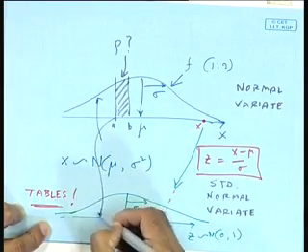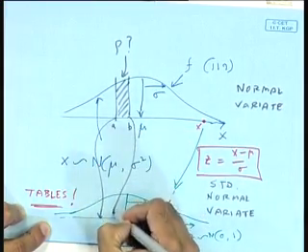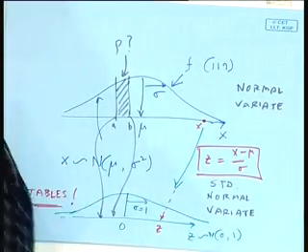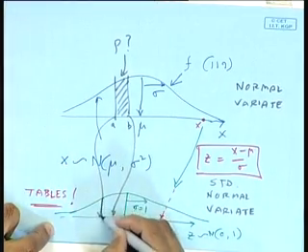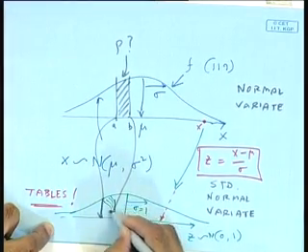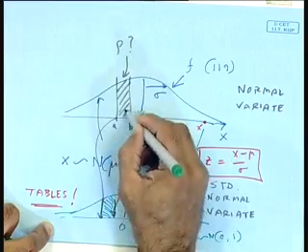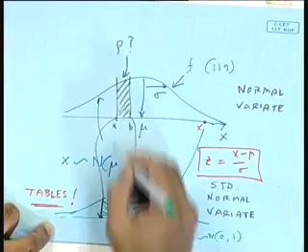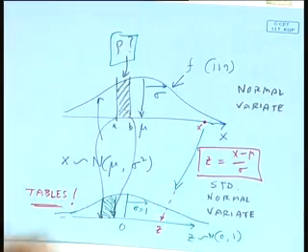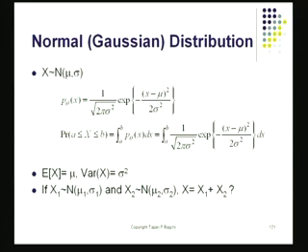Convert A to a Z value and convert B to a Z value, and then just look up this area from the table. That area and this area will be the same, and you will end up finding the answer. This is not very difficult. Once you do a few examples, you will be able to do this almost any time. So, the normal distribution turns out to be this way.